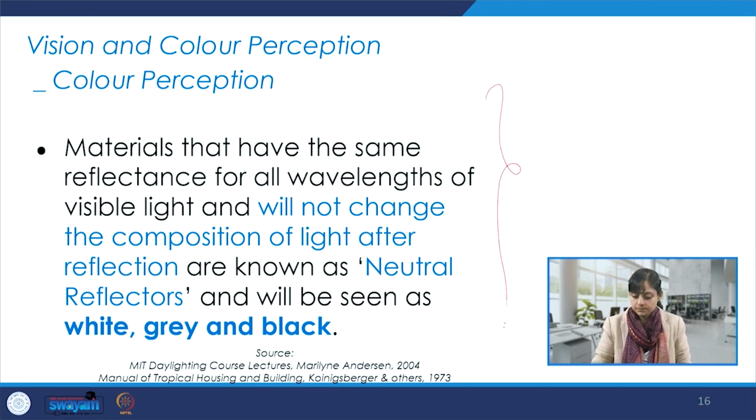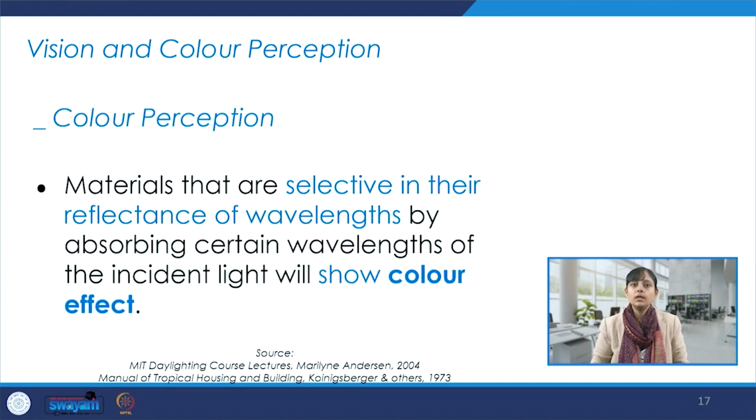So when we talk about absence of color in white, or neutral colors, or the maximum sensitivity of human eye towards yellow, which is a certain nanometer, of course, there is a profound science behind it, and that's why we are calling them physics of light and chemistry of colors. And we are trying to understand the human eye, our perception towards color, and vision and color perception, their interrelationships. Materials that are selective in their reflectance of wavelengths by absorbing certain wavelengths of the incident light will show color effect. So these are the kinds of impacts and effects we will get to see.